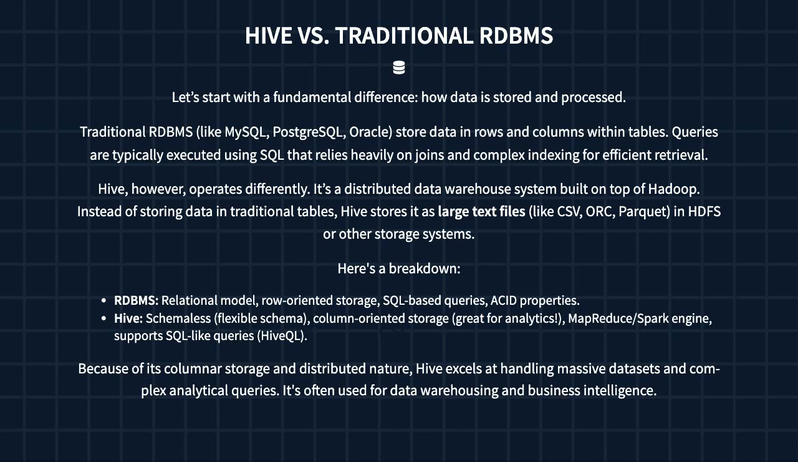Instead of storing everything neatly in tables, it stores the data as big text files on a cluster like Hadoop. It's like having a massive library where all the books are organized in a way that makes it super efficient to search for specific information, especially if you're looking at lots of columns at once. It uses SQL-like queries but relies on MapReduce or Spark under the hood to do the actual processing, making it perfect for big data analytics and business intelligence.